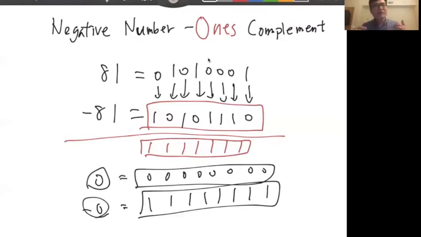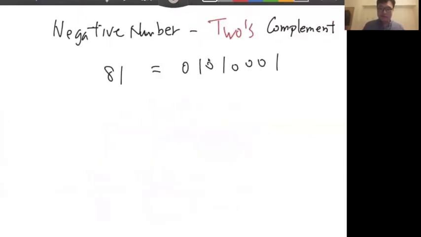So actually, we have another idea to make it work. It's called two's complement. The first step is the same as the one's complement: we reverse the digits.